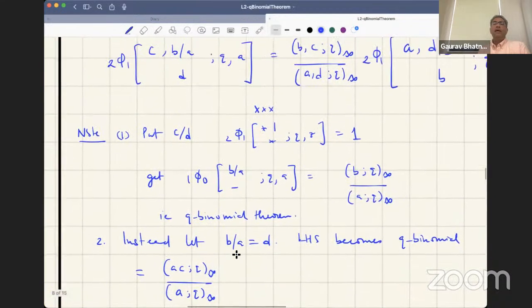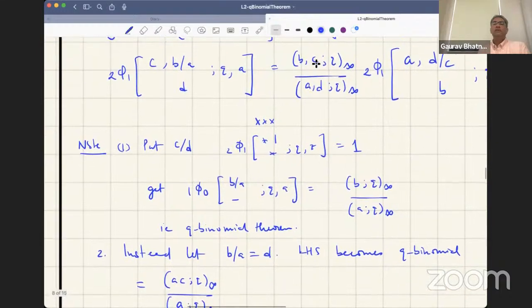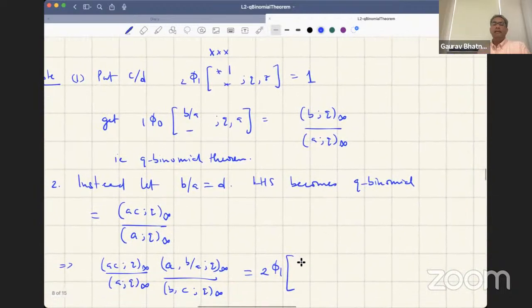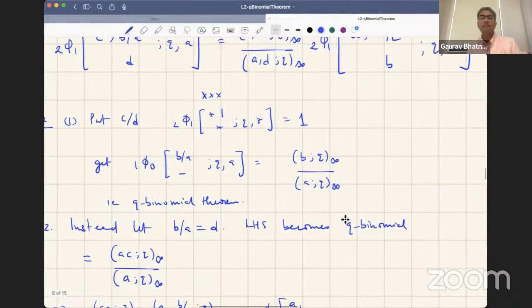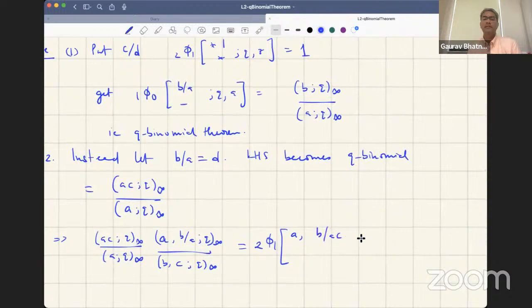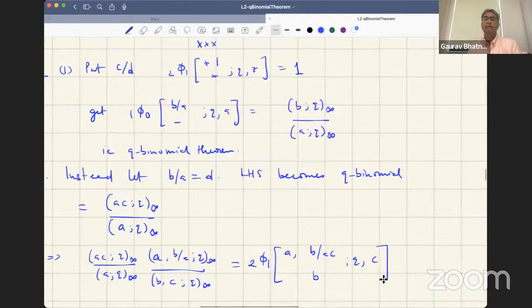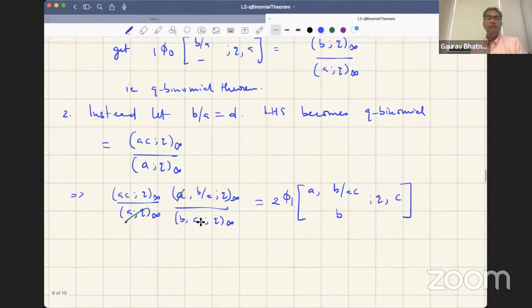So into A Q infinity, and D is B by A Q infinity. So I'm just bringing this on this side, and then divided by B and C Q infinity is equal to 2 phi 1. This is A. D by C is B by AC, and in the denominator it's just B, Q, and this is C. And again, this A cancels with this A. So you get AC comma B by A, and BC is equal to 2 phi 1.